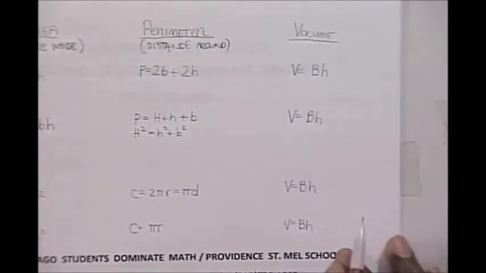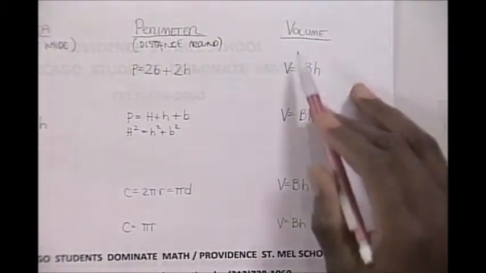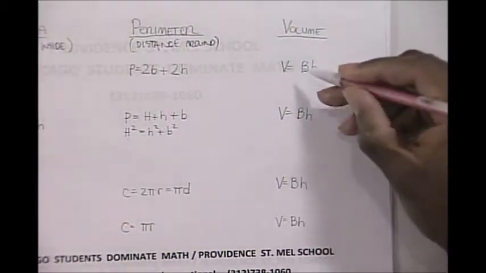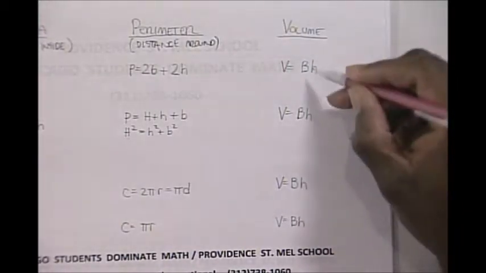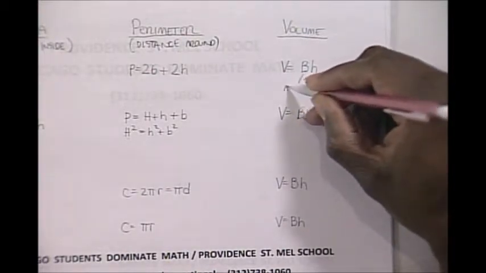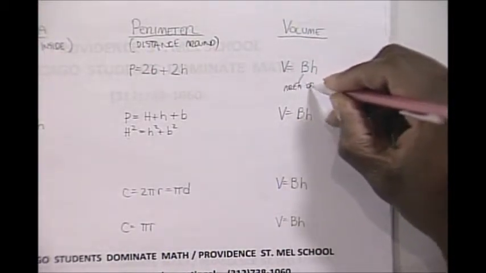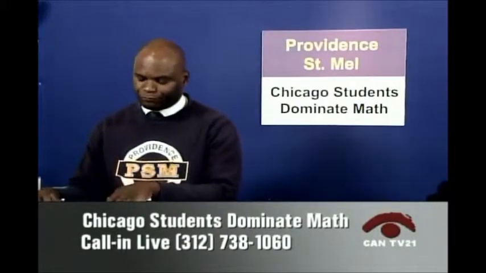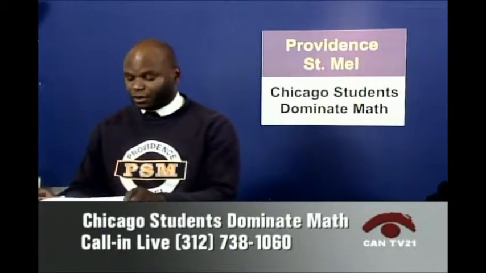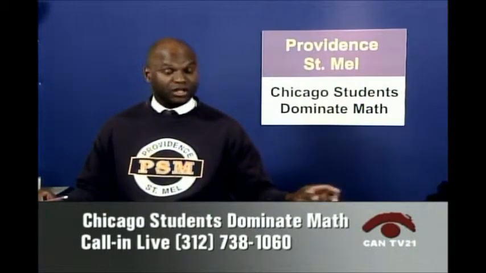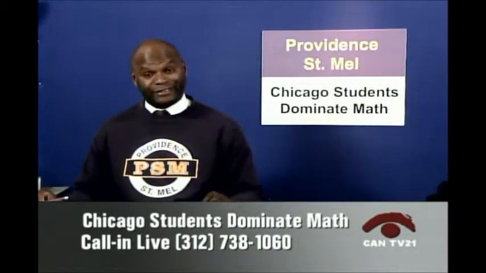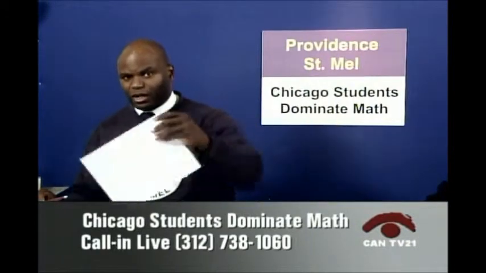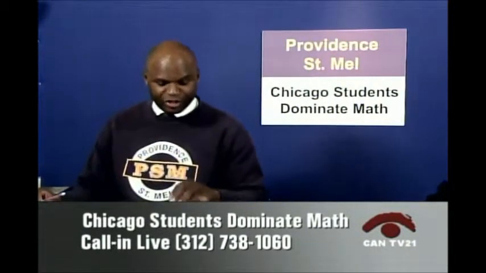Then, last thing I really want to talk about right now is the volume. Notice I have the volume, same equation all the way through. I'll try to make that as easy as possible for you. We're going to do the same formula all the way through. Capital B means the area of the base. So I probably spent too much time talking about those formulas, but they are very important. They're the backbone of solving all of these geometry problems that we're going to go through tonight. Call in 312-738-1060. I'll have these formulas handy, and let's just jump into it.